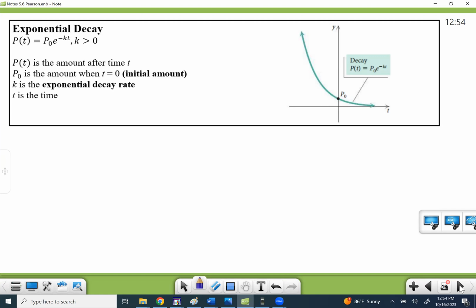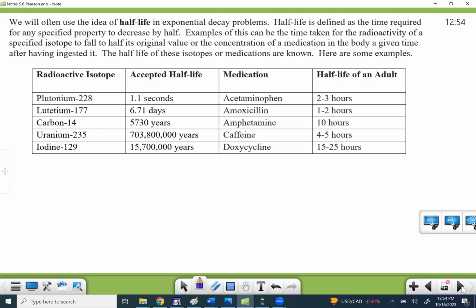Okay, so everything we've done so far has been exponential growth. The only thing that changes for our exponential decay model is that we have a negative on our growth rate. That's the only difference. Everything else stays the same. This is the amount after some time, this is the initial amount, k is the rate, t is time. Our graph changes, of course, to look like the exponential decay model that we've talked about earlier.